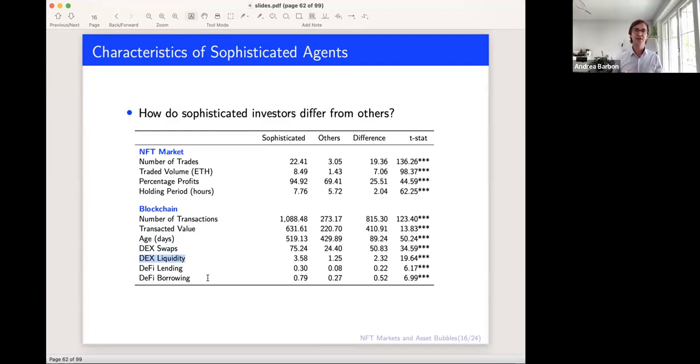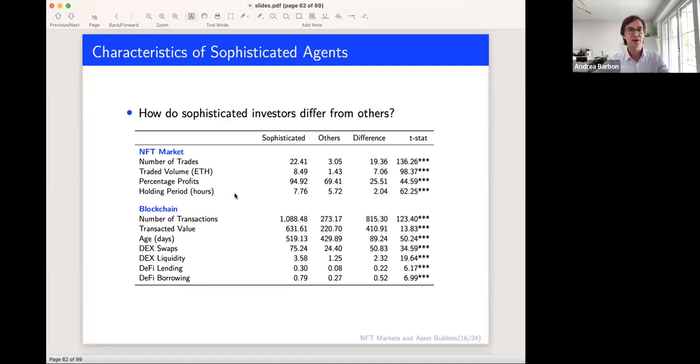So it seems like those sophisticated agents that make higher profits during NFT price run-ups are also the guys who are using DeFi services more. And they are there from a longer period of time. So in a sense, you could call them the blockchain experts. We call them sophisticated investors. But I think it's interesting that if you start from a definition only based on the performance in the NFT market, you actually find this highly significant difference in the characteristics of sophisticated investors versus other ones.